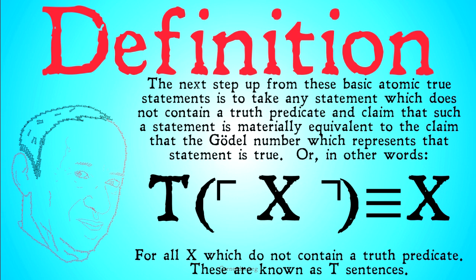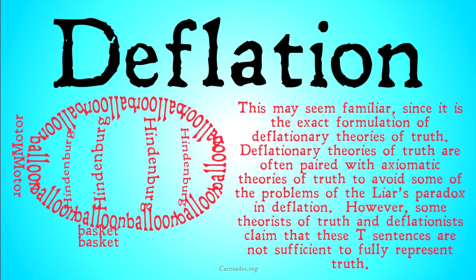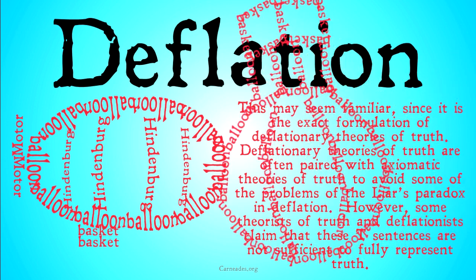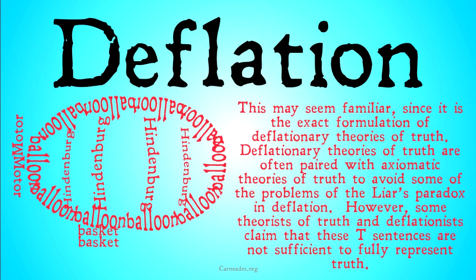These are going to be known as T sentences. So basically what we're saying is that it's true that some number which represents the statement x is materially equivalent to that statement x. This may seem familiar, since it is the exact formulation of deflationary theories of truth. It's that disquotational theory of truth. It is true that snow is white, in quotes, if and only if snow is white. Deflationary theories of truth are often paired with axiomatic theories of truth to avoid some of the problems of the liar's paradox in deflation.